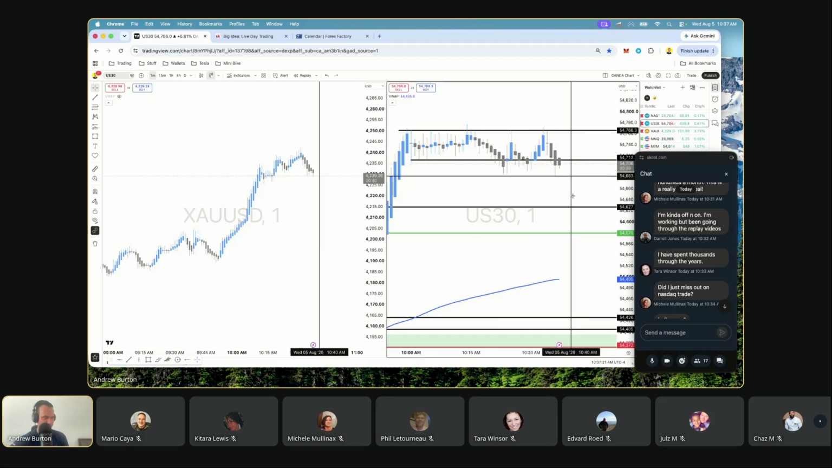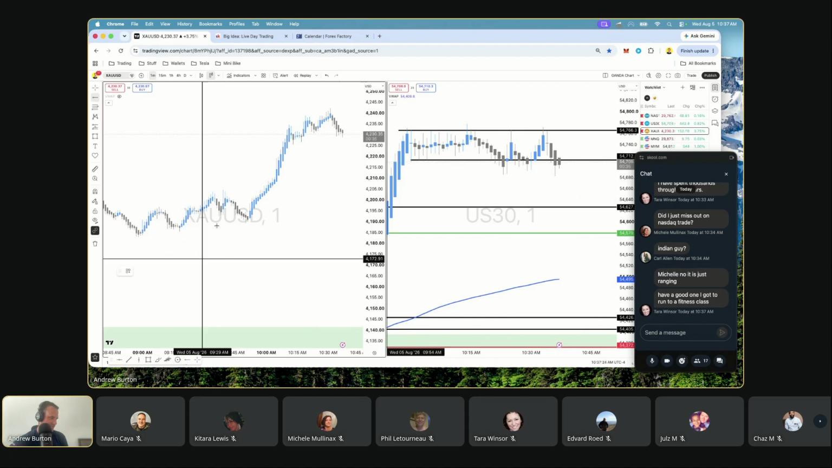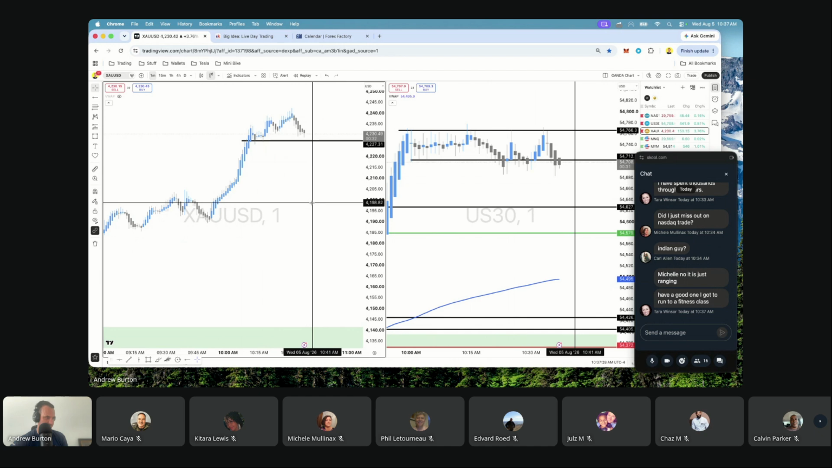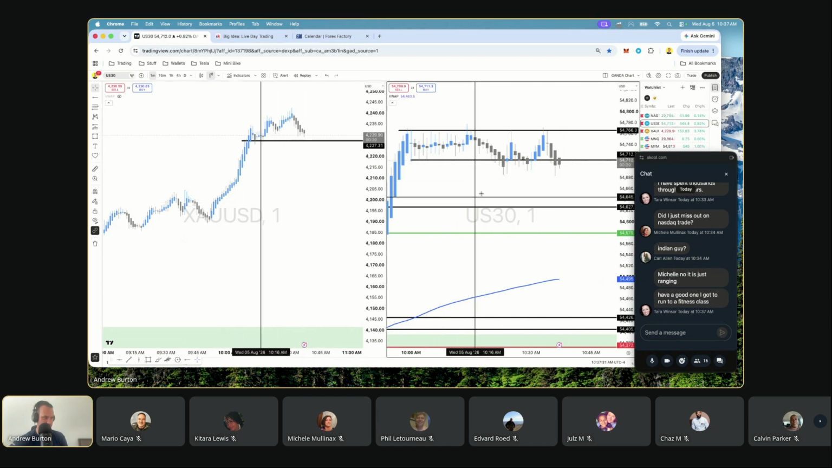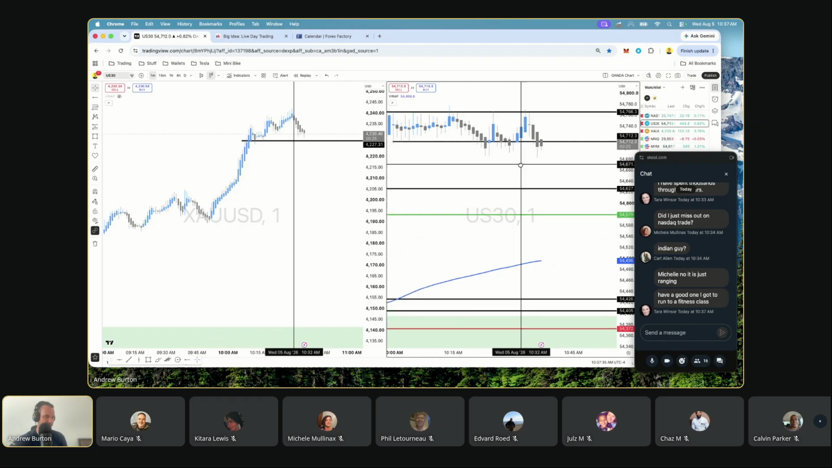Okay, so that would be my next setup. Gold also is going to give us a short. Okay, price would need to come below this. It could give a good short. This is a better trade than this one, by the way. This is a good trade though, if it gives us that short. It's just been going sideways forever.